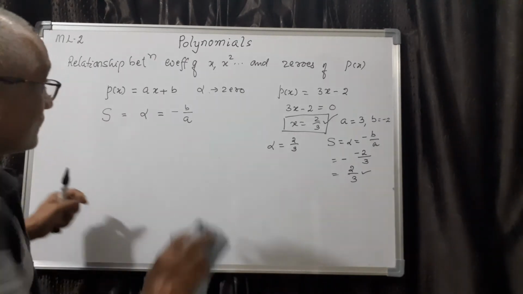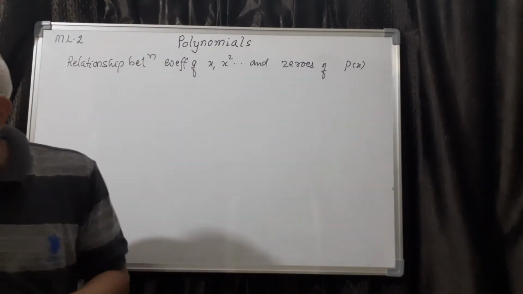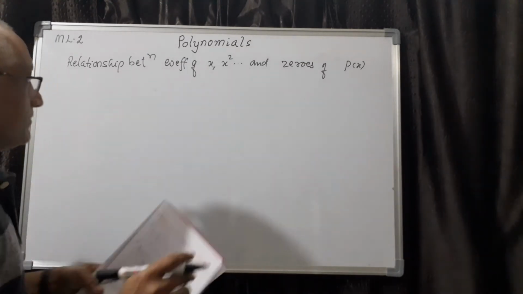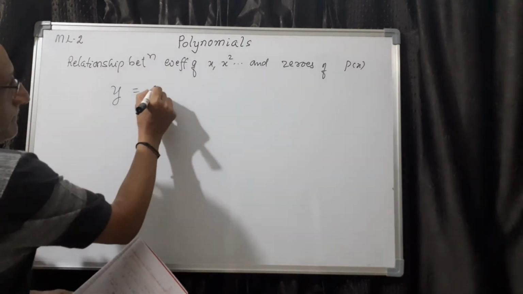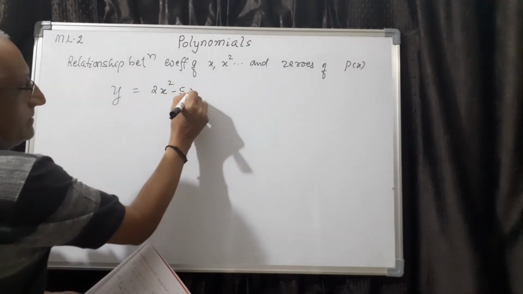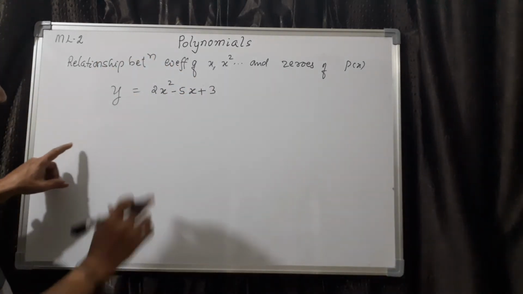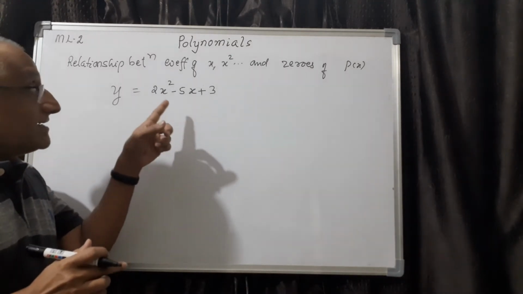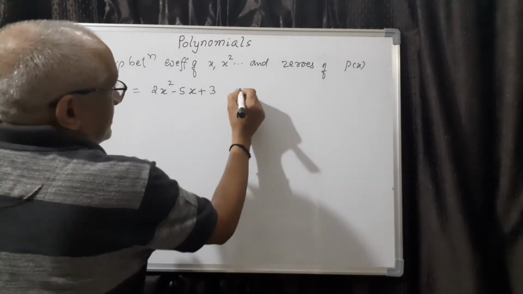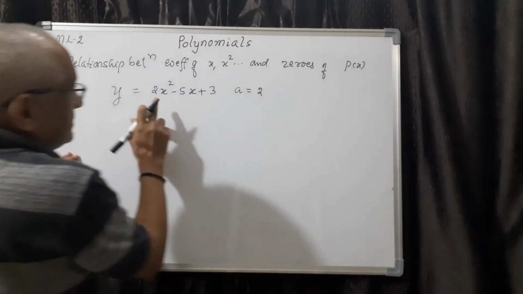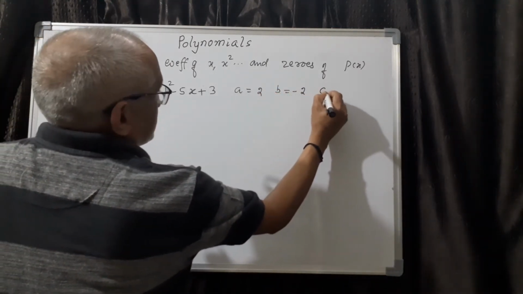Let us take a quadratic polynomial and verify. Let me take, say, p of x equal to 2x square minus 5x plus 3. So here now, it is a quadratic polynomial, degree 2, therefore it should have maximum 2 zeros. Therefore now, here what is given is a equal to 2, coefficient of x square is a, and b equal to minus 5, of course c equal to 3.